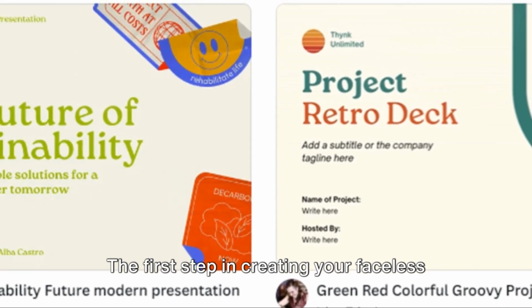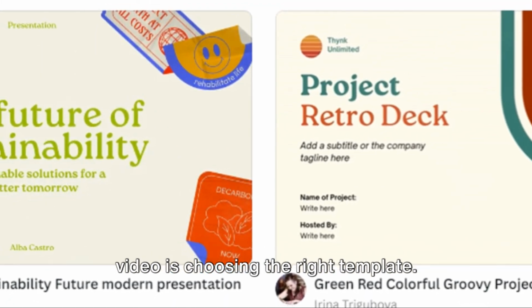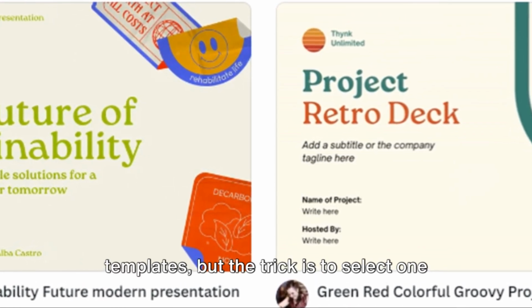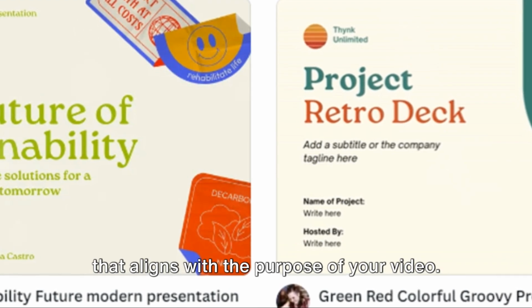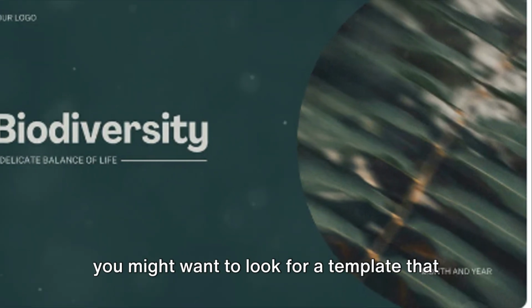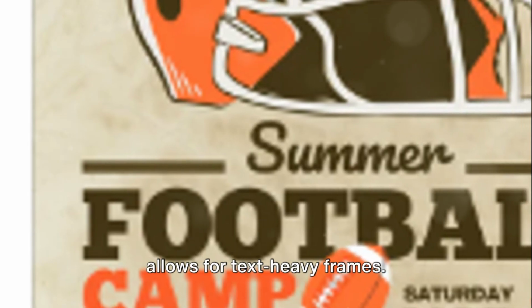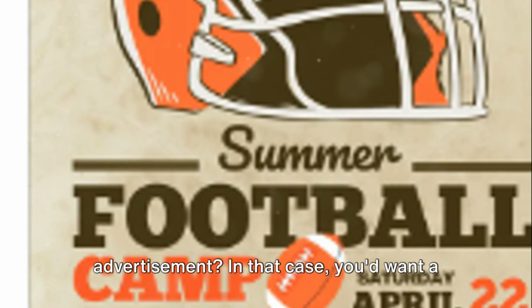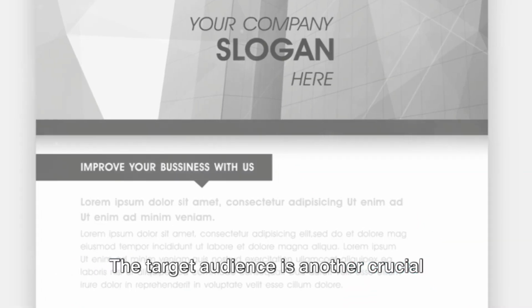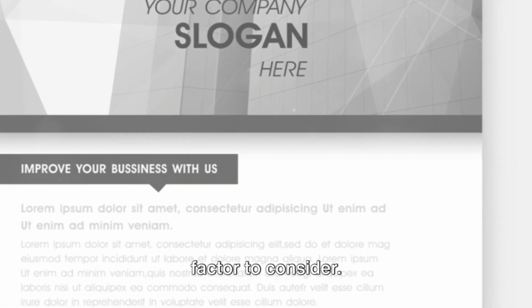Now that we've covered that, let's move on to the exciting part, choosing the right template for your faceless video. The first step in creating your faceless video is choosing the right template. Now, Canva offers a plethora of templates, but the trick is to select one that aligns with the purpose of your video. Are you making an educational video? Then you might want to look for a template that allows for text-heavy frames, or perhaps you're creating an advertisement. In that case, you'd want a template that showcases visuals and movement. The target audience is another crucial factor to consider.